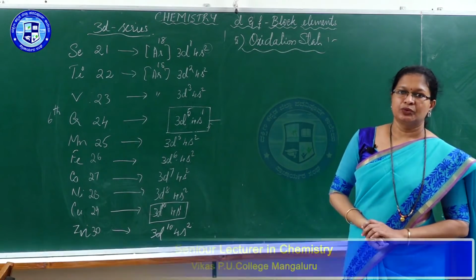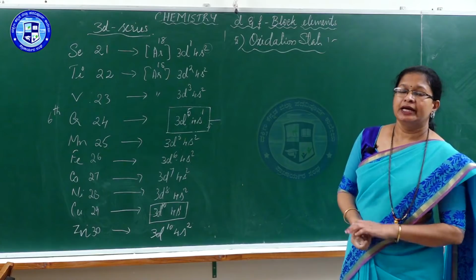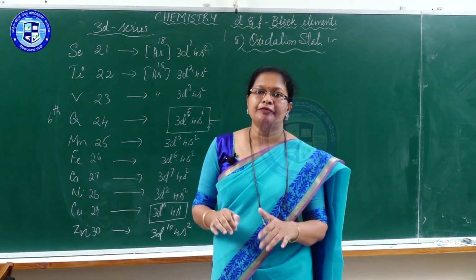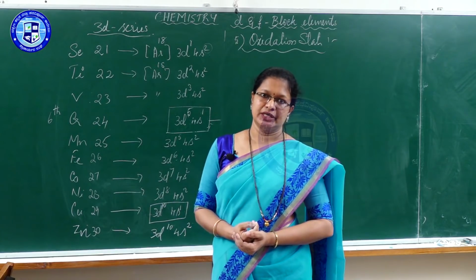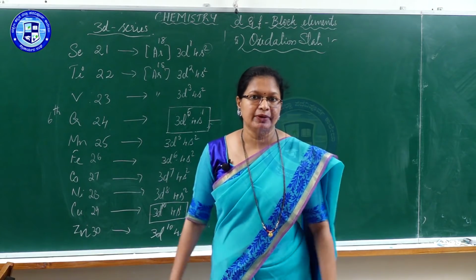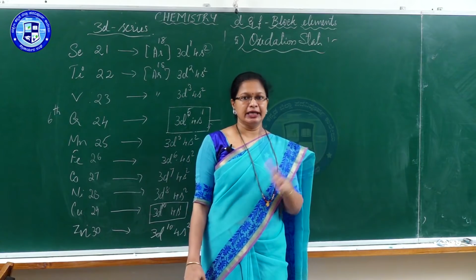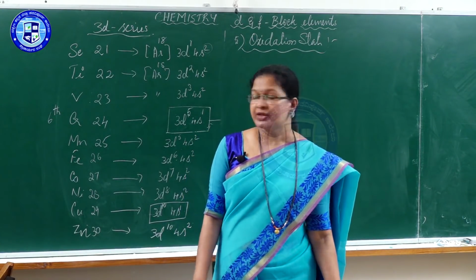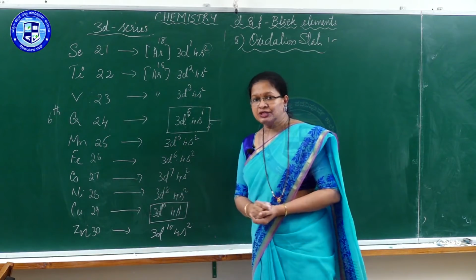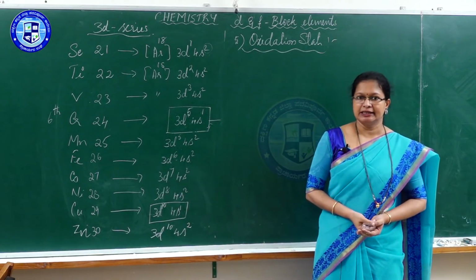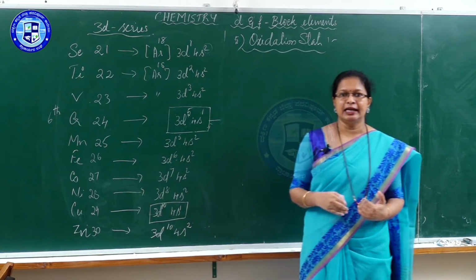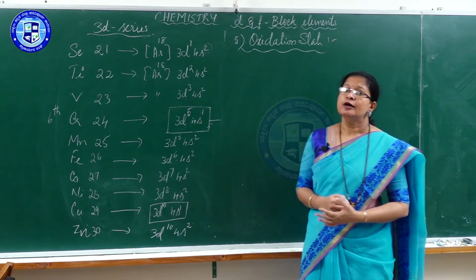Oxidation state. What is oxidation state? It is the charge attained by the element after losing or gaining electrons, by which the element is going to turn into an ion. These are the electropositive elements because those are metallic. That is why they have a tendency to lose electrons rather than gain electrons. Therefore, they exist only in the positive state.